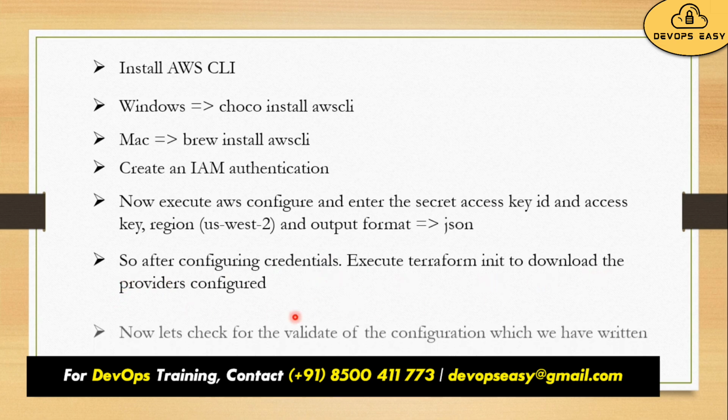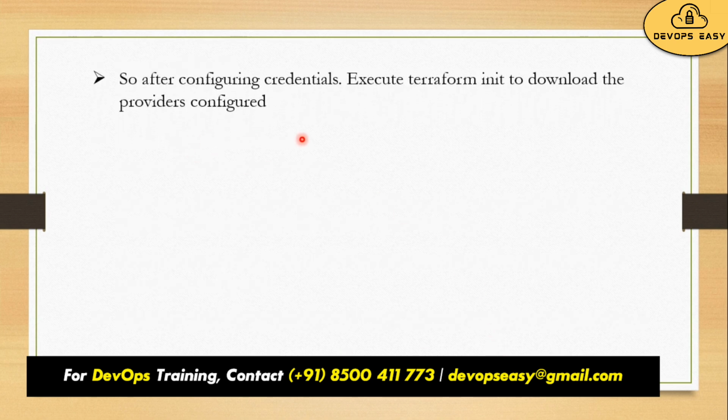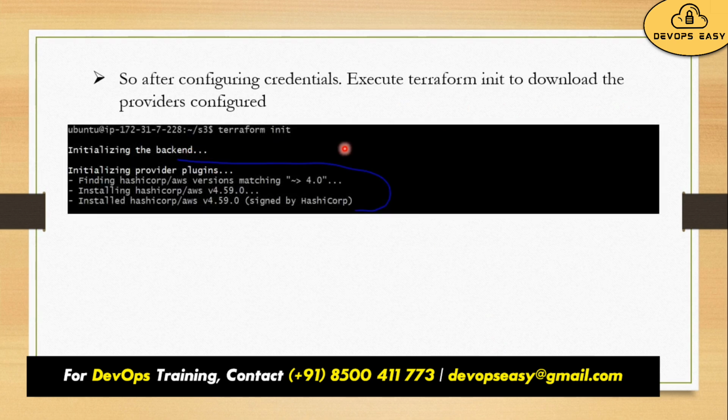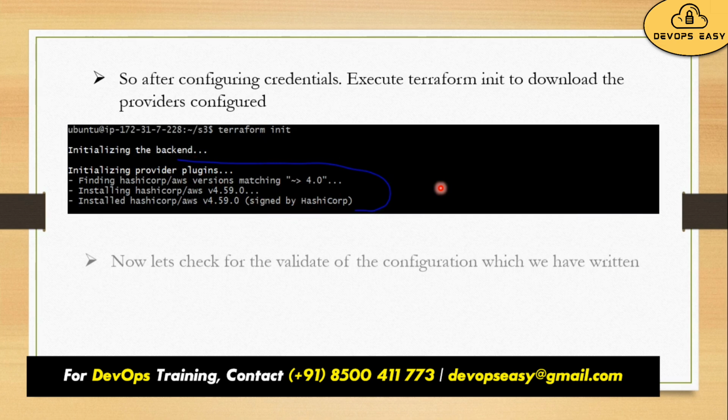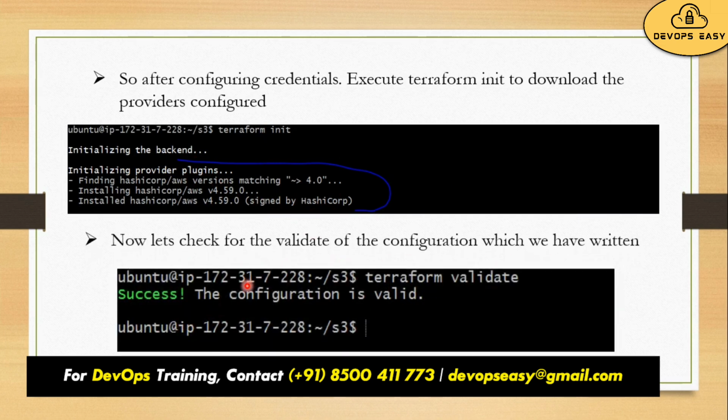Now let's check the validate of the configuration which we have written. Whatever the Terraform code, if you want to check whether it is correct or not, we will use validate. Terraform init will initialize the backend and download the provider plugins. Now let's check validate. Terraform validate will check whether the code you have written is correct or not.